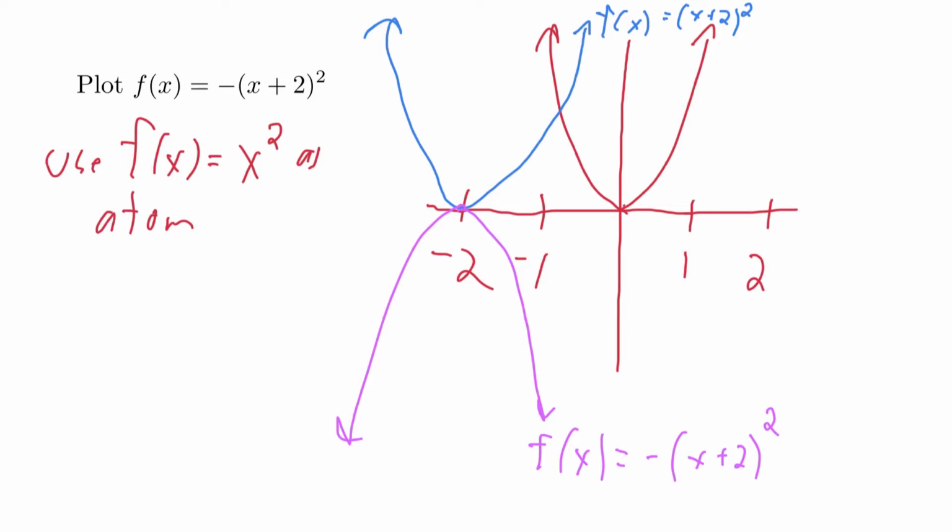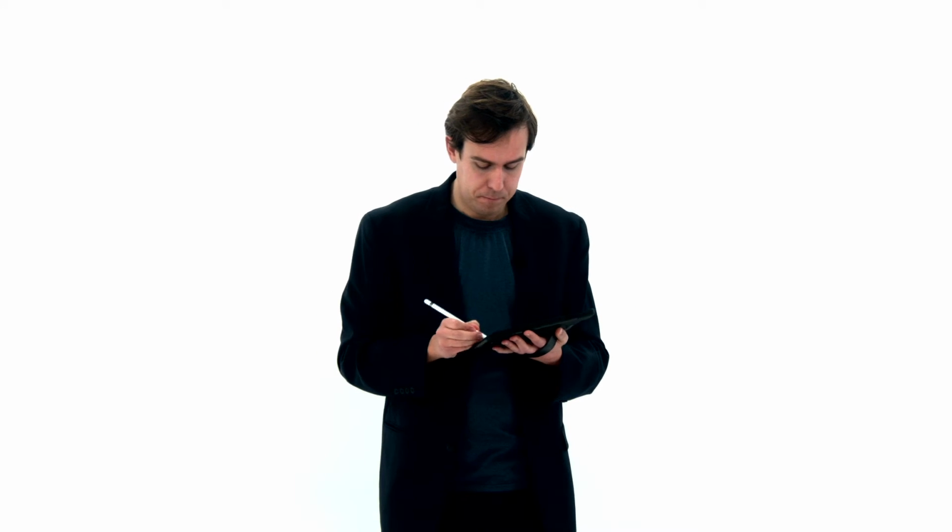So compared to, say, picking many different values of x, plotting the y values, and then trying to connect the picture together, we can just plot a function that we know, f of x equals x squared, and then apply these transformations successively to see the bigger picture. So let's look at another example.